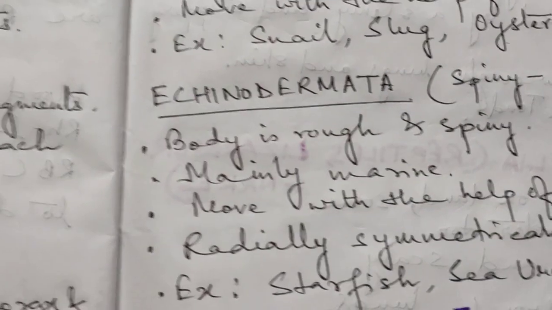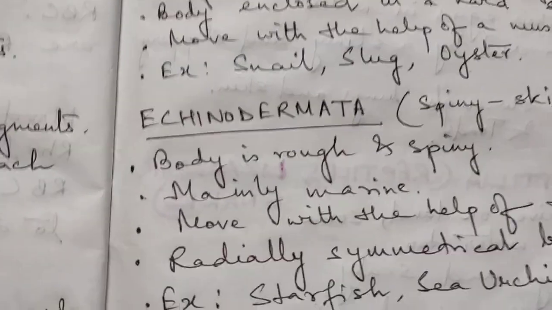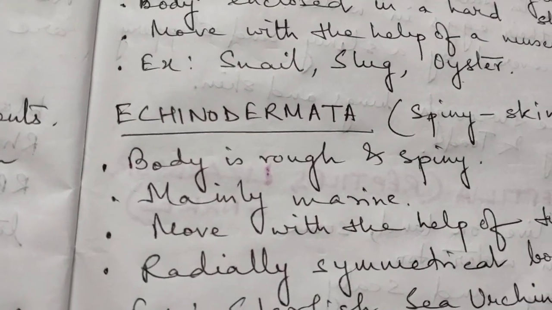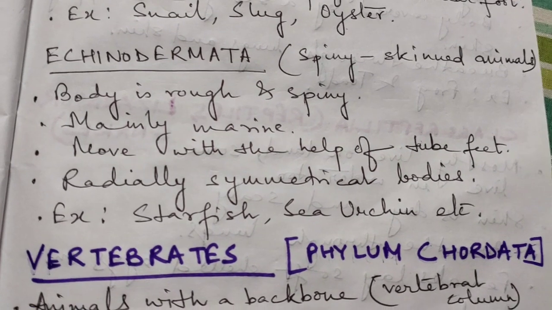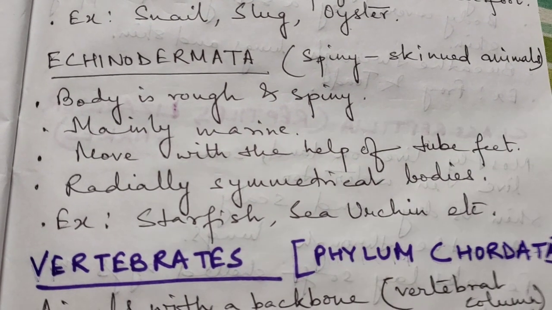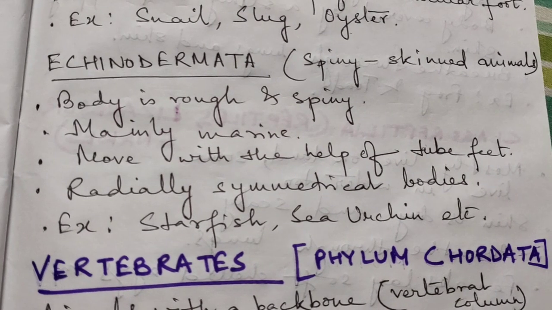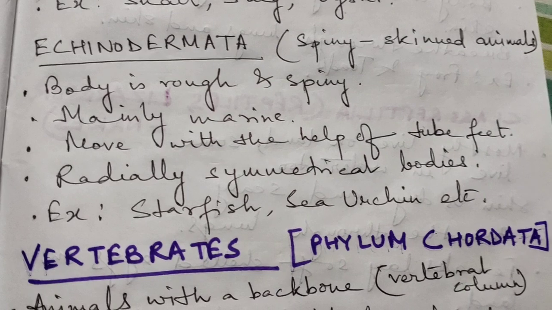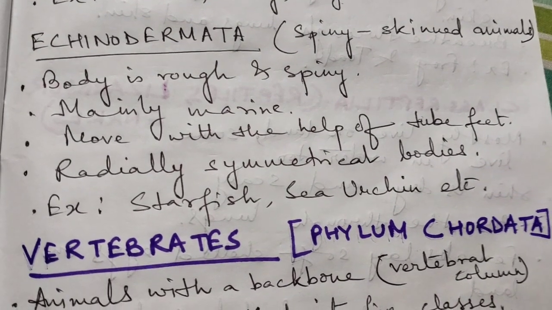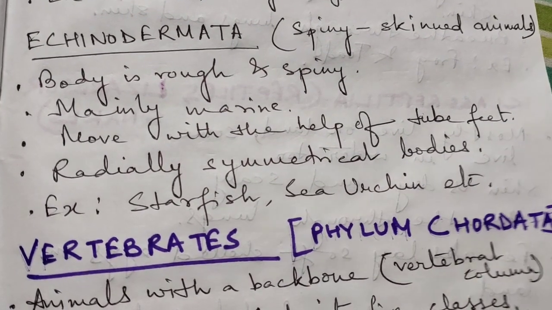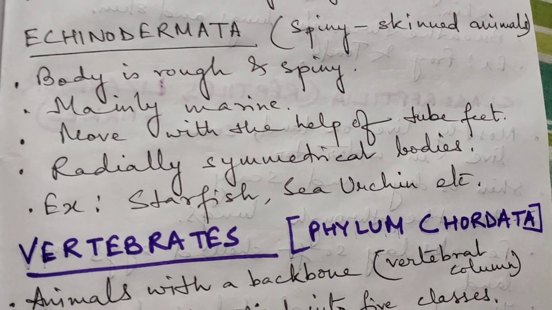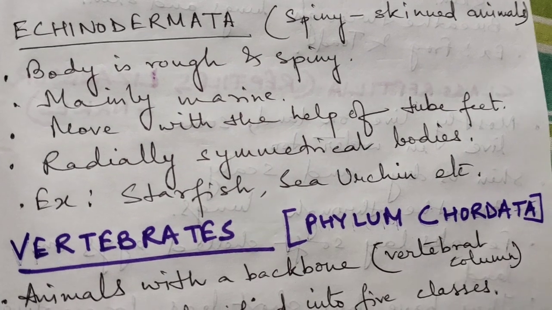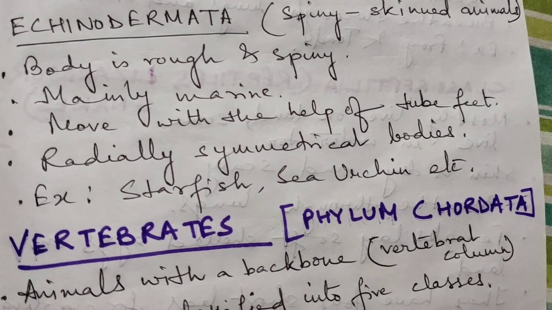Next phylum is Echinodermata. Now this is the last phylum of our invertebrates. They mean spiny skinned animals. Body is rough and spiny, mainly marine, move with the help of tube feet, radially symmetrical bodies. Now they have again a special characteristic, that is they have tube feet. Example, starfish, sea urchin, etc.